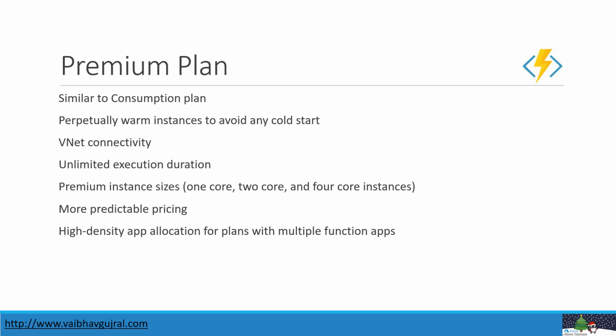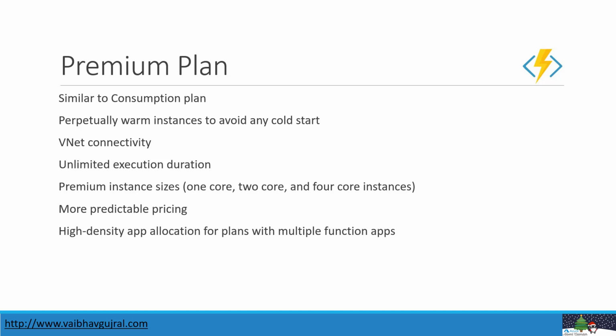Jumping on to premium plan, which is similar to consumption plan except it comes with some added features. The common problem with consumption plan is that since the resources are commissioned and decommissioned only during the time the code is executed, it sometimes results in cold start for the function when it is called the very first time. Premium plan takes care of that issue by perpetually providing warm instances to avoid any cold start.